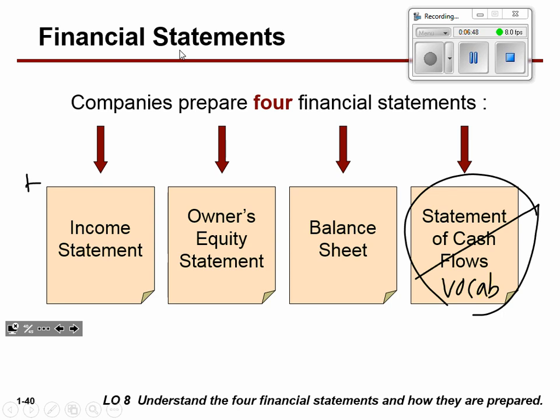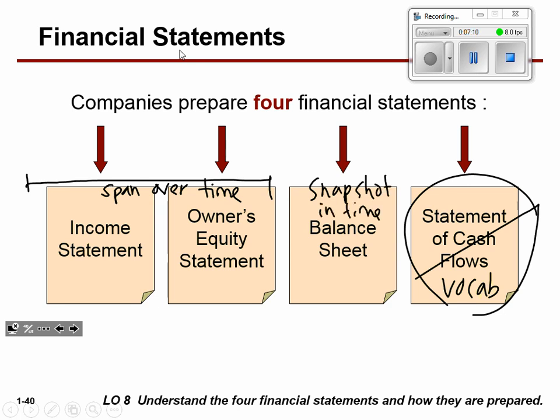Income statements and owner's equities span over time. They look at how the business did in 2016 or 2017. They span over the fiscal period. A balance sheet, however, is a snapshot in time. Right now, how much cash do we have? Right now, how many people owe us money? Right now, who do we owe money to? And it changes by the day, really.